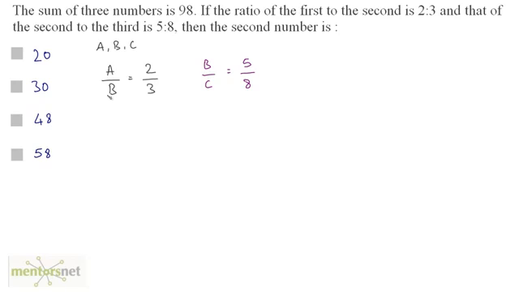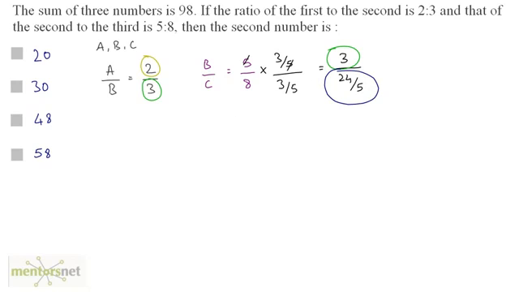Now B's corresponding value here is 3. Let us make this corresponding value as 3. So what I can do is multiply the numerator and denominator by 3 by 5 so as to cancel out this 5 here and put 3 in place of that. So 3 by 5 divided by 3 by 5. This 5 gets cancelled out. So this is equal to 3 by 3 8s are 24 by 5. So we have A's value as 2, B's value as 3 and C's value as 24 by 5.